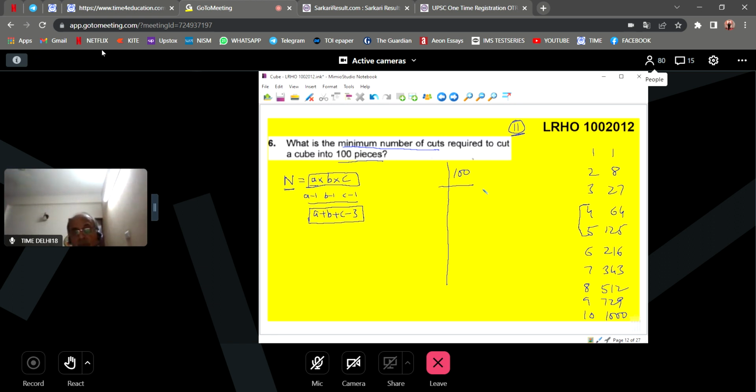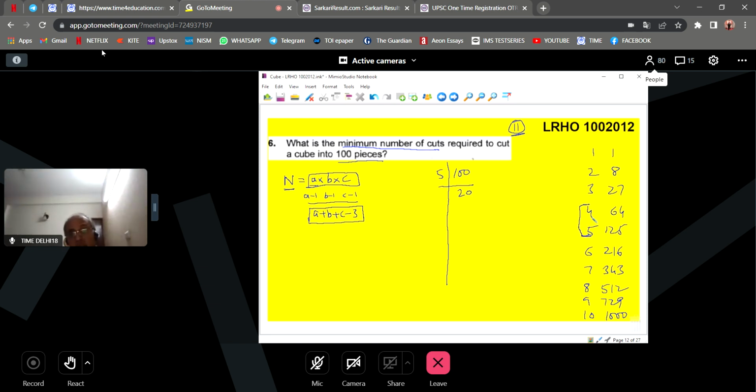What do I look for? Is this number 100 divisible by 4? Yes. Is it divisible by 5? Yes, it is divisible by 5 also. So what do I do? I divide by any one of them. 5 से divide किया, कितना आ गया? 20 आ गया. I'm still at the same place. I'm not moving out of this place.